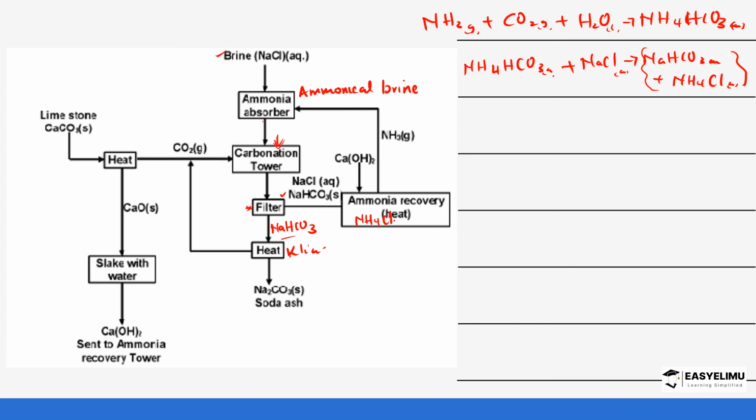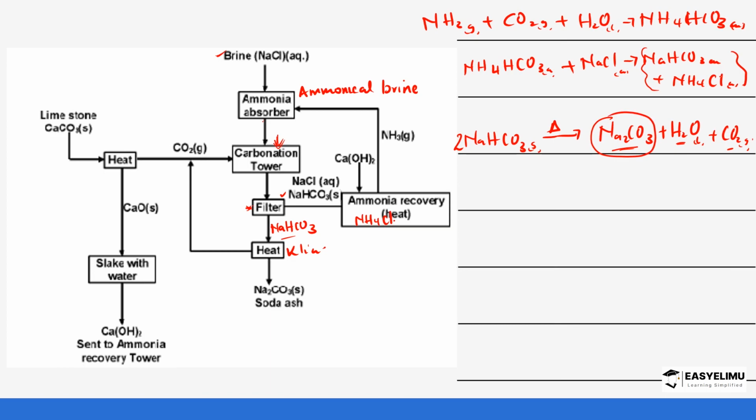Where sodium hydrogen carbonate is taken, it's heated. So we are heating sodium hydrogen carbonate next. It's heated to form sodium carbonate plus water plus carbon 4 oxide gas. So we balance it and put a 2 here. Remember this sodium carbonate is what we want as our final product from this process. The water is recycled back to the carbonator, and also carbon 4 oxide is taken back to the carbonator. So we have already gotten our main product.